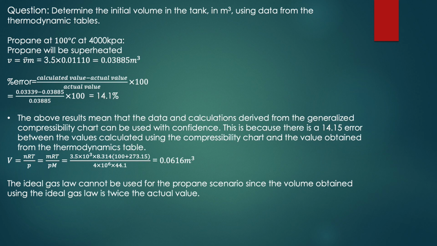Question 4.4. The above results mean that the data and calculation derived from the generalized compressibility chart can be used with confidence, as the percentage error was 14.15. The ideal gas law cannot be used for the propane scenario since the volume obtained using the ideal gas law is twice the actual value.